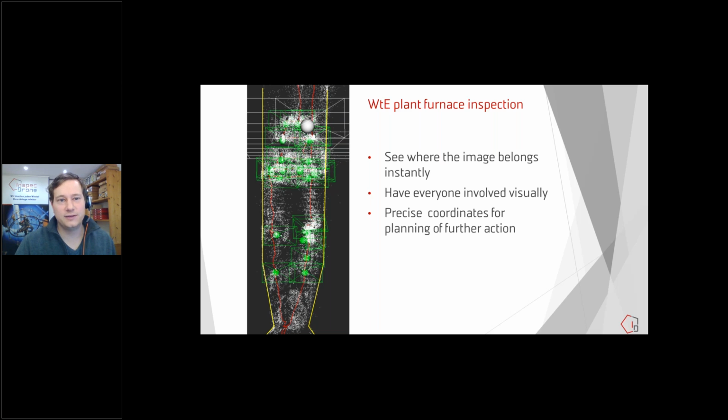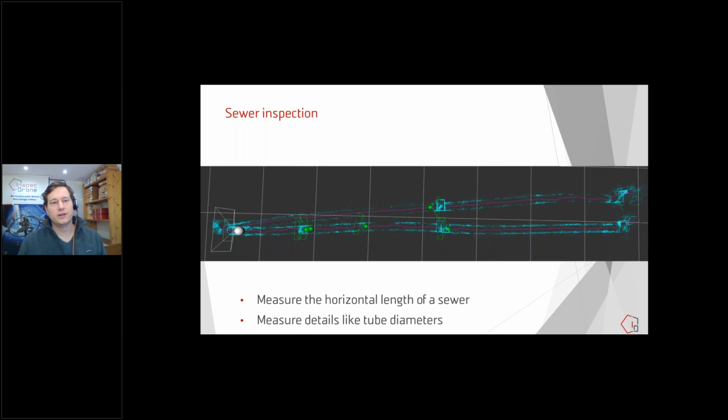So in the waste energy plant, that was really useful. One other thing Mark mentioned before is sewer inspections. Here it is almost essential to have this software because until now you only had the chance to estimate how far you went inside a horizontal tube. Well, now you can just measure it.